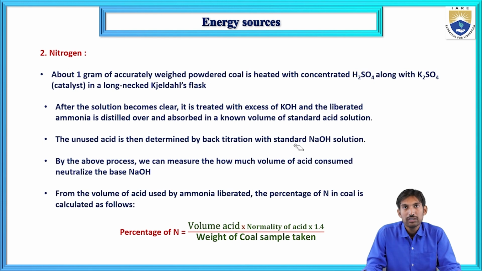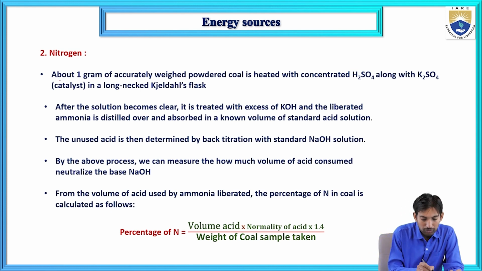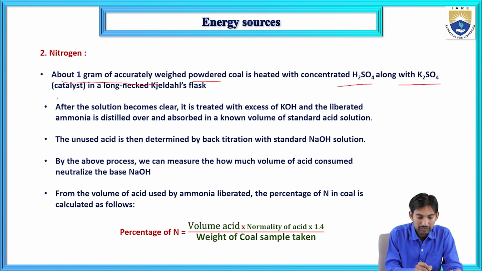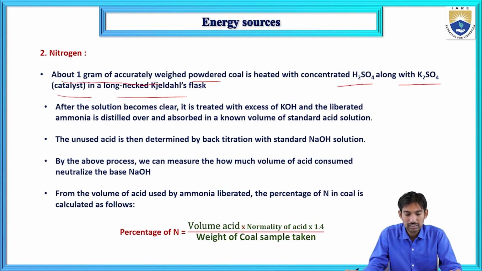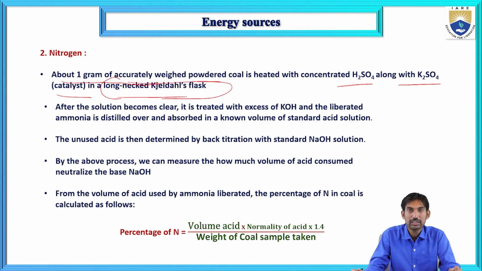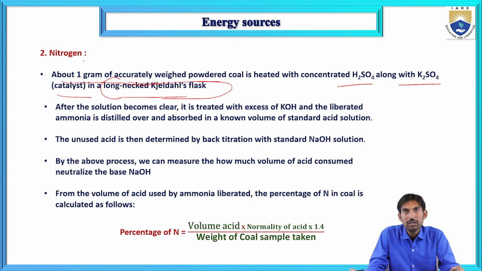The next step is to calculate the percentage of nitrogen present in the coal sample by ultimate analysis. About 1 gram of accurately weighed powdered coal is heated with concentrated H2SO4 along with K2SO4 in a long necked Kjeldahl flask. For nitrogen estimation, we have to take a long necked Kjeldahl flask, and in that, about 1 gram of accurately weighed powder.